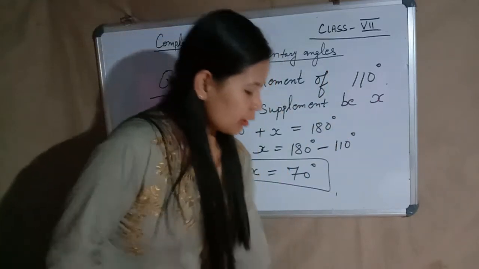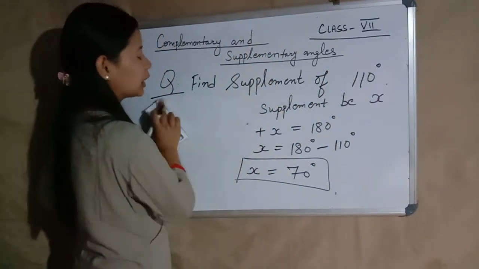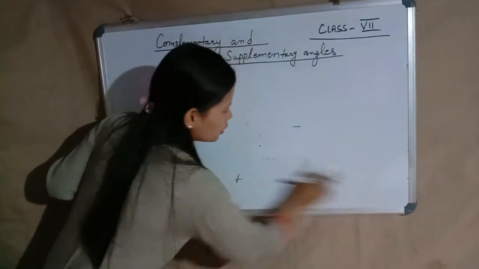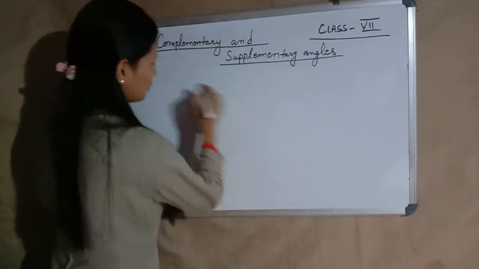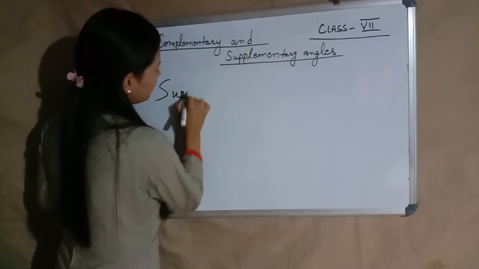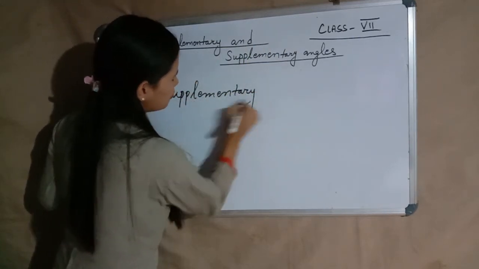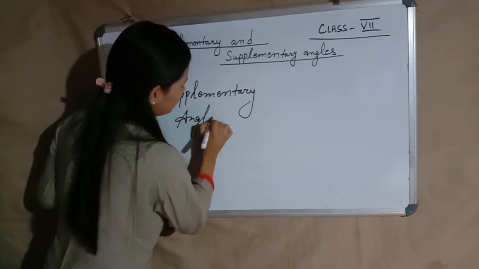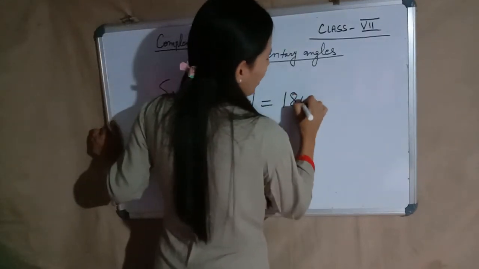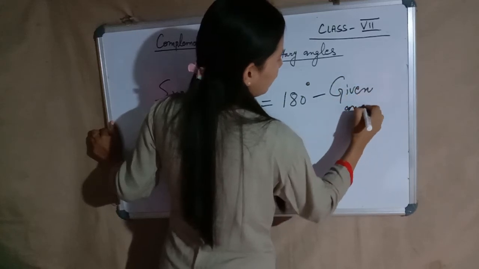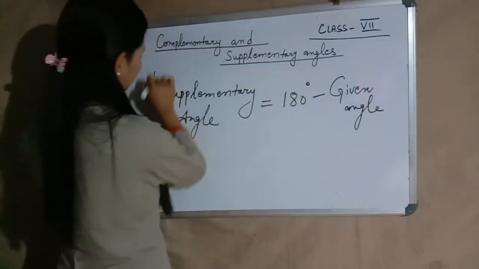We can conclude one formula from here as we did for the complementary angle. We can write: the supplementary angle of a given angle will be equal to 180 degrees minus the given angle. This is the formula.